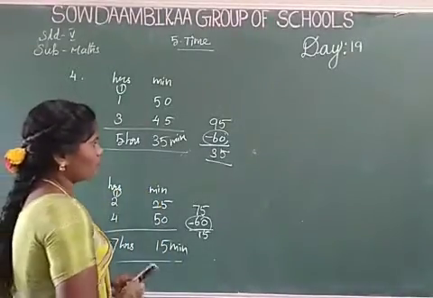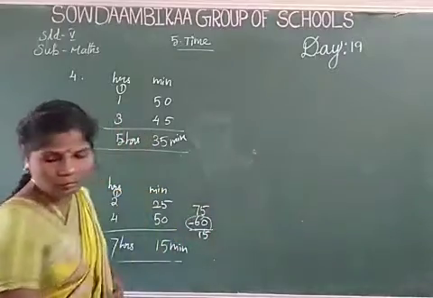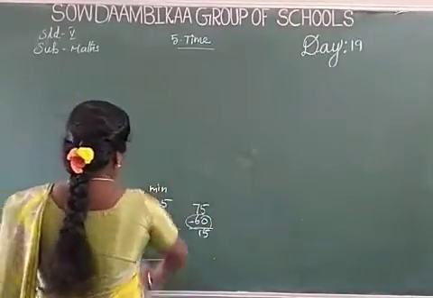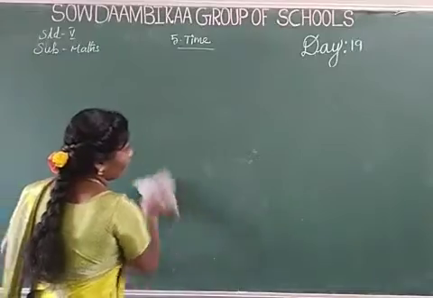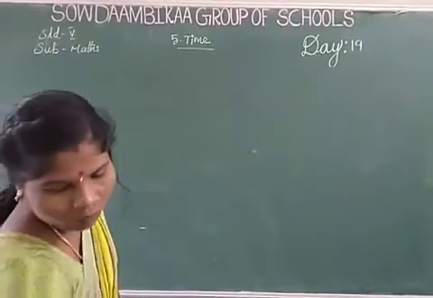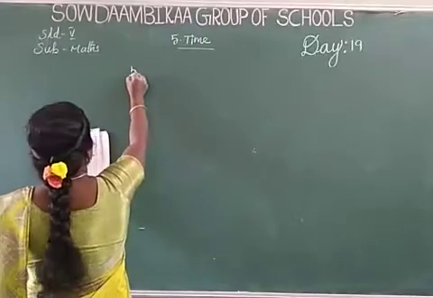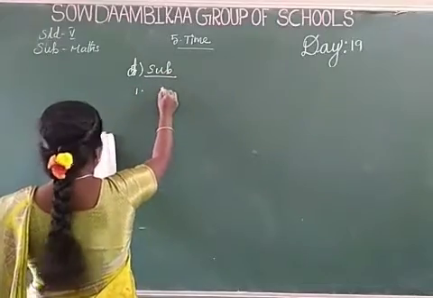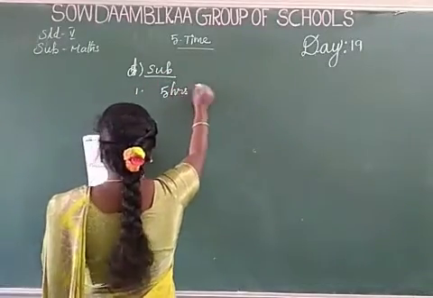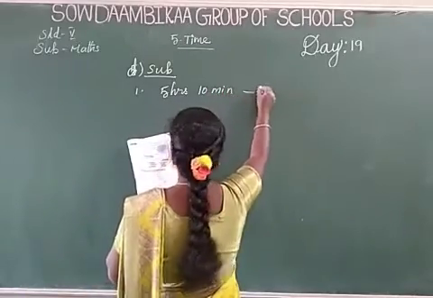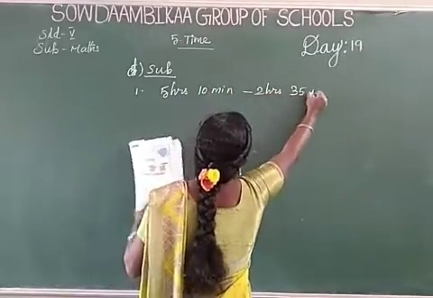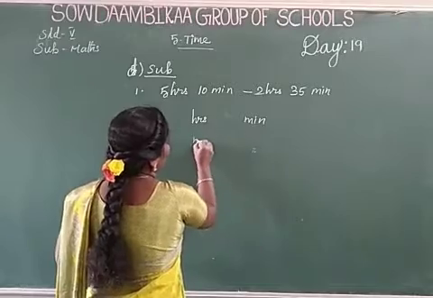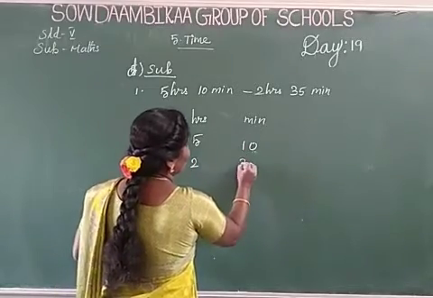Next, subtraction. 5 hours 10 minutes minus 2 hours 35 minutes. Okay, write the hours, minutes: 5, 10, 2, 35.